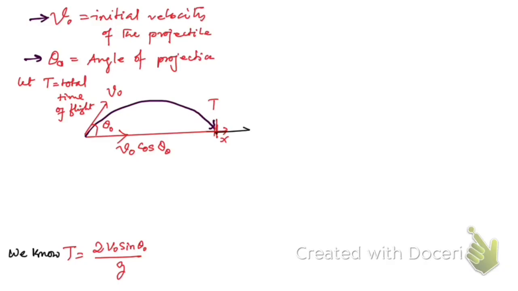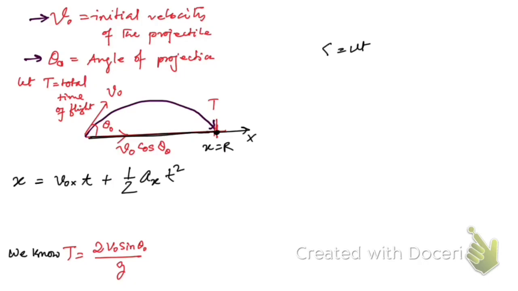So this is the x-axis. Along the x-axis, suppose this is x is equal to r, this is the range. We know that the displacement along the x-axis will be given by the x component of the initial velocity times t plus half the x component of the acceleration into t square. This is nothing but s is equal to ut plus half at square. That formula is used here. Hope you have understood this.